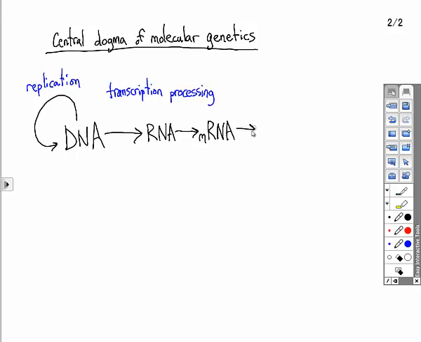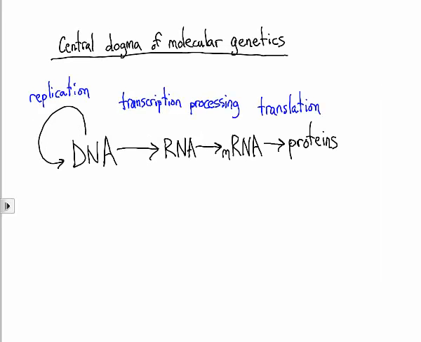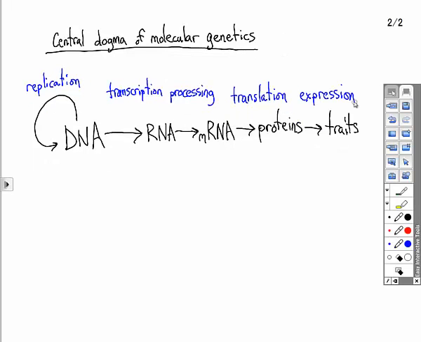The messenger RNA building proteins is called translation. And all of these processes regulating the final end product or trait that we receive is called expression, gene expression. Now let's look in detail at the process of translation.